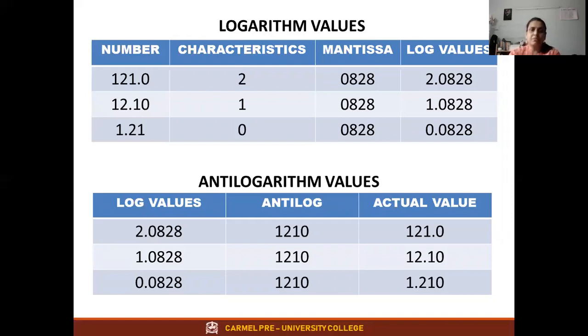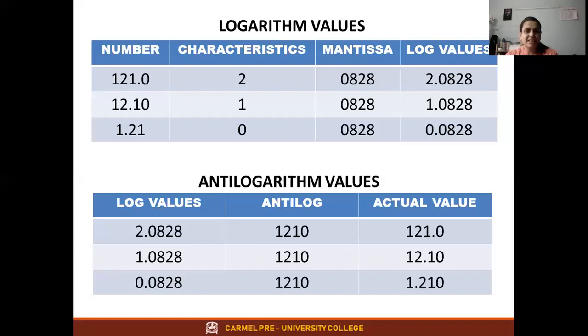Again for 1.0828, you look at 0.0828. When you're looking at the anti-log table, don't look at the characteristic. Only focus on the Mantissa. So for the Mantissa value, you will get 1210 every time. Now we have to decide where to put the decimal point. Since the log value characteristic is 2, in anti-log it is opposite. You have to add 1.